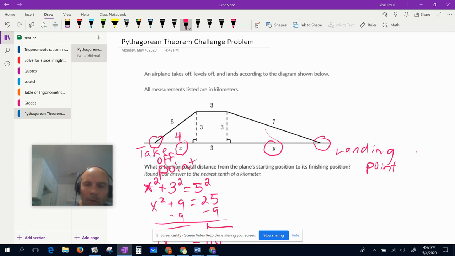Okay, so y, well, I just have another Pythagorean theorem here. So 3 squared, let me use a different color here. Let's use light blue, okay? So y squared plus 3 squared equals the hypotenuse squared, 7 squared. So again, y squared plus 9 equals 49.